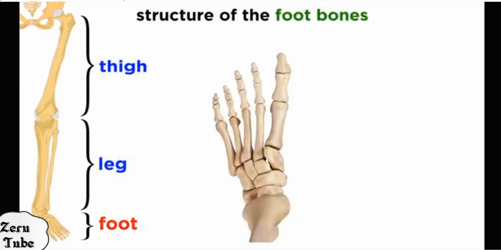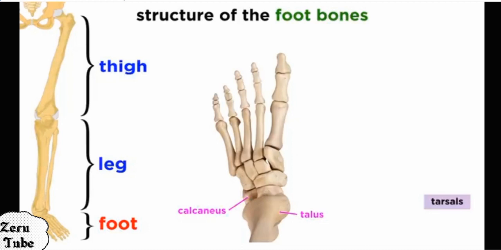The foot has tarsus bones or tarsal bones. There are 7 tarsal bones. The first 2 largest bones are the talus and calcaneus.